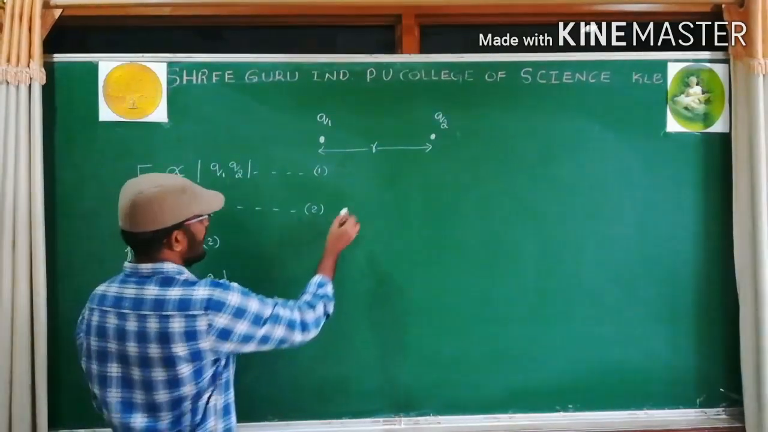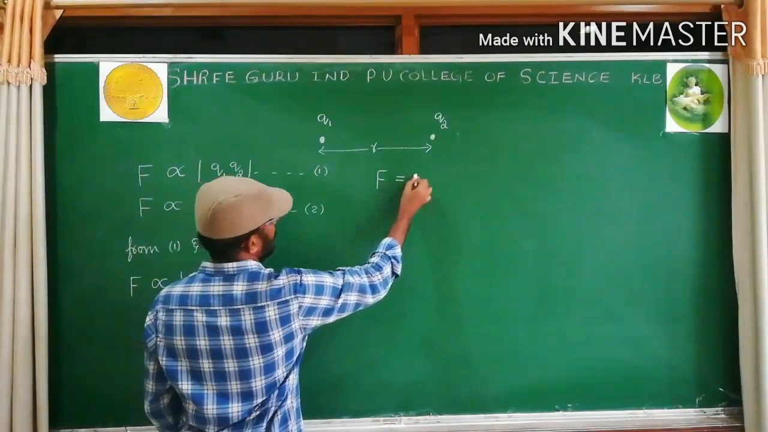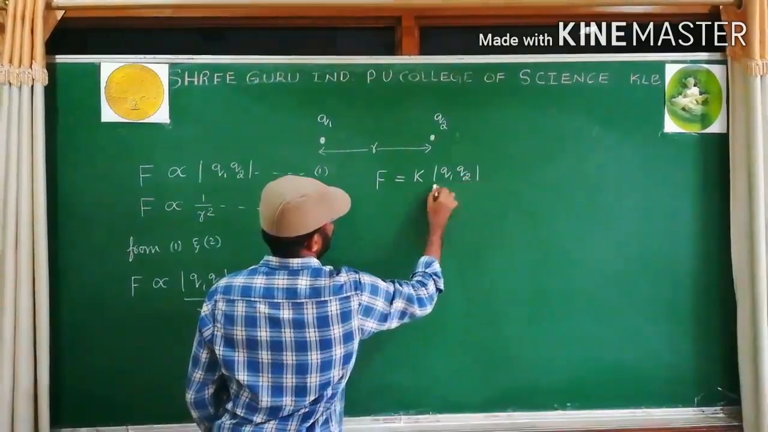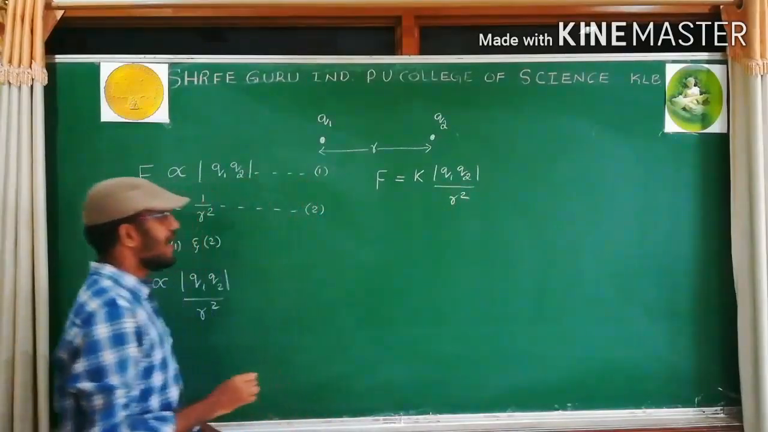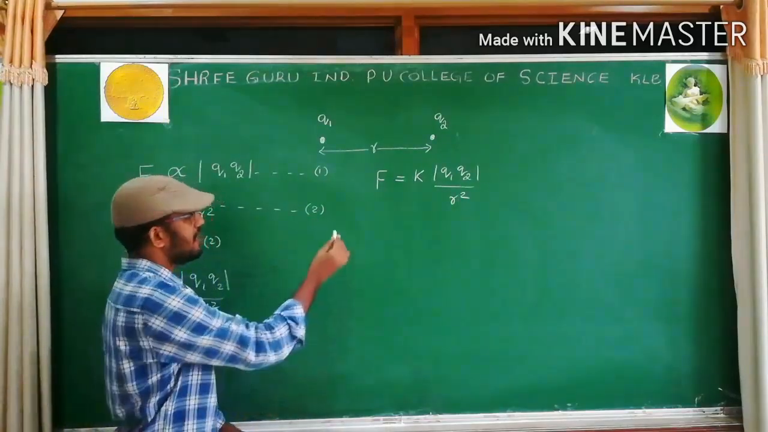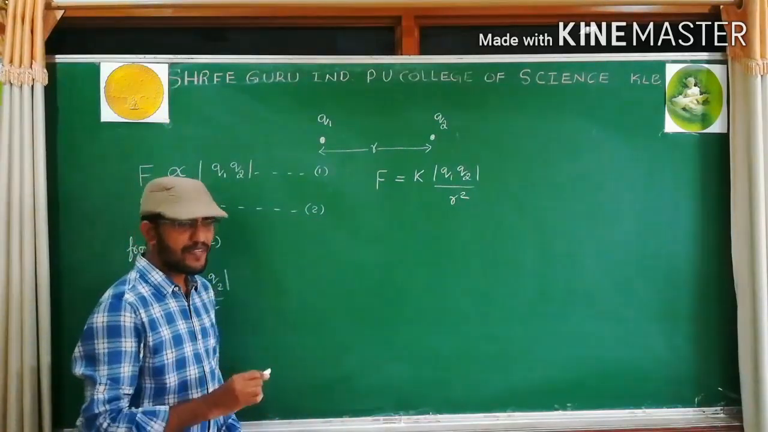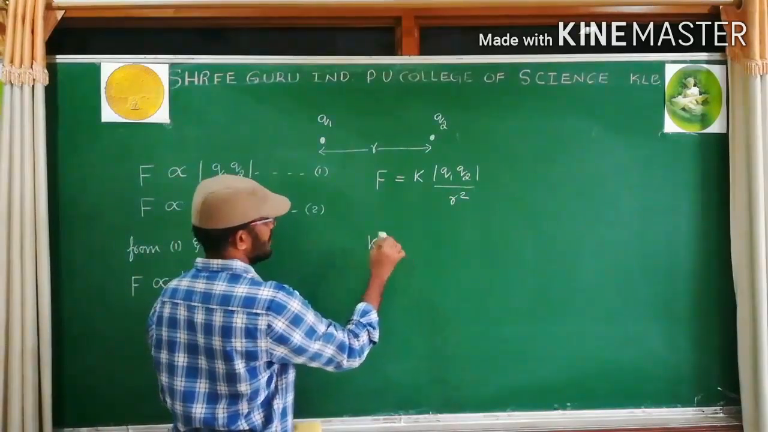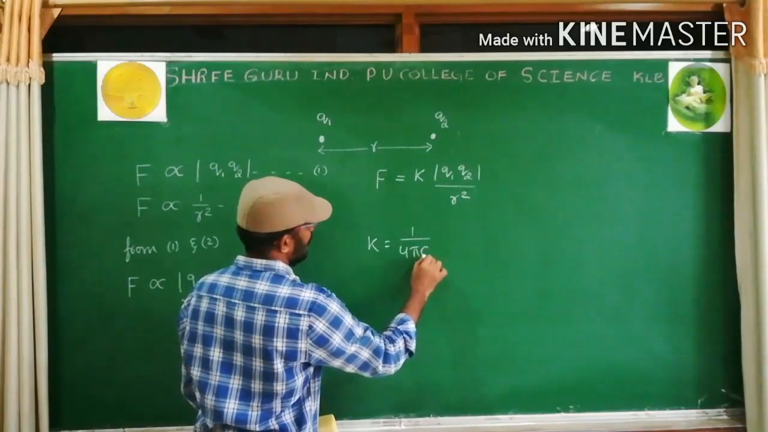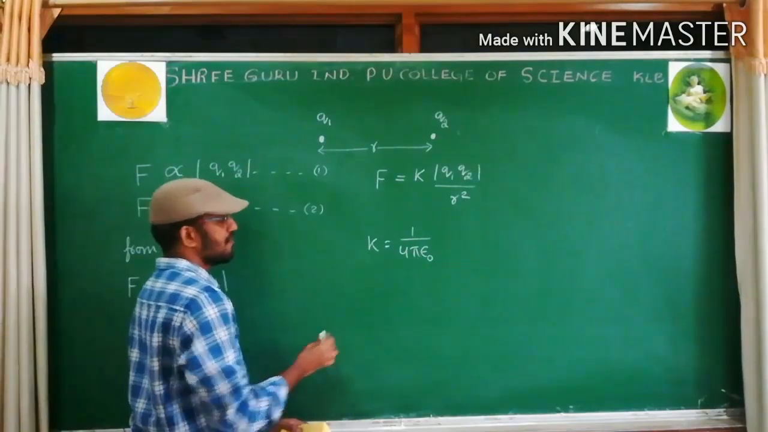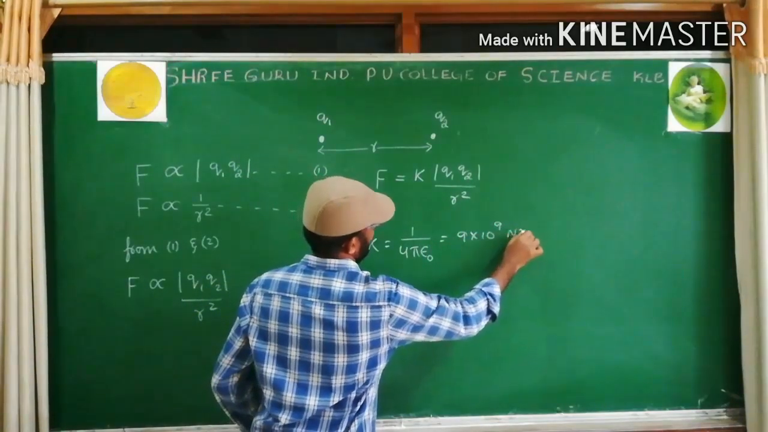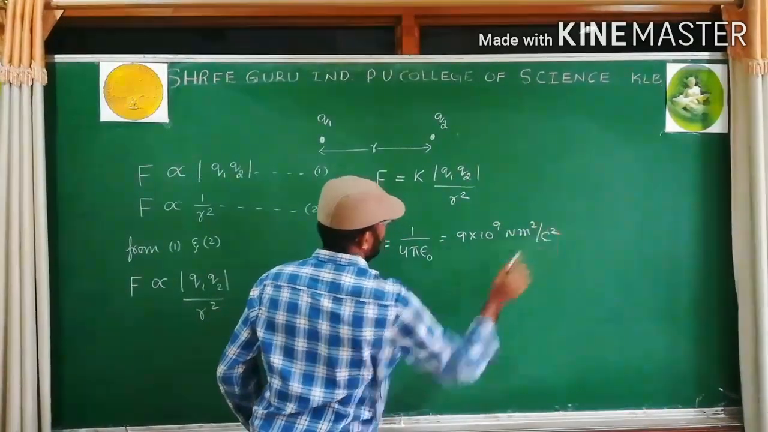Next one, F is equal to constant K into modulus of Q1 into Q2 divided by R square. So I remove this proportionality by keeping the constant K. Here K is called Coulomb's constant. So what is the Coulomb's constant? K is equal to 1 by 4 pi epsilon naught. This is equal to 9 into 10 power 9 Newton meter square per Coulomb square.